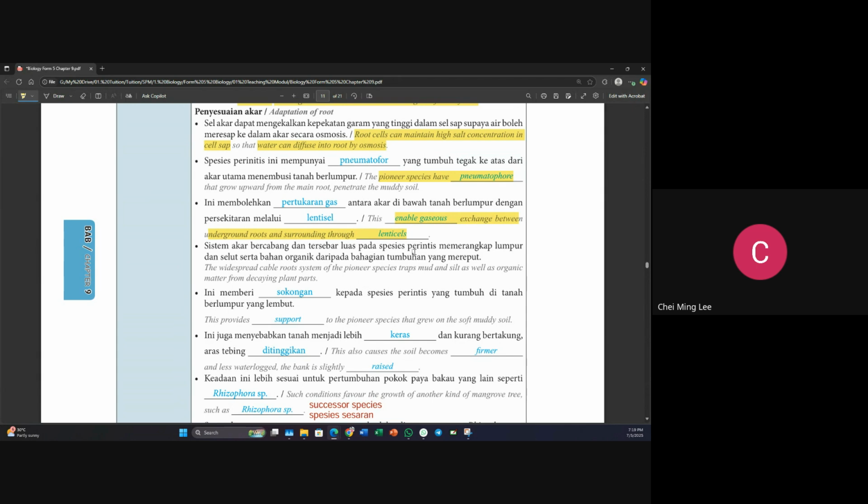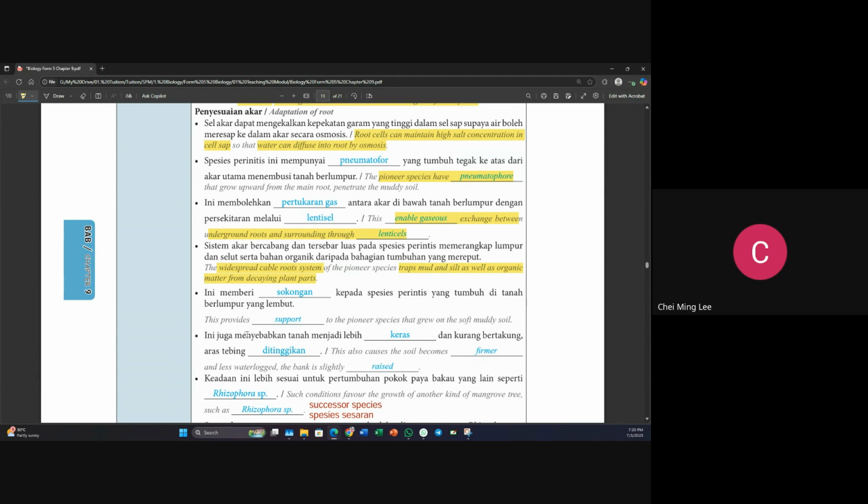Now, the widespread cable root system of the pioneer species will trap mud and silt as well as organic matter from decaying plant parts. This is why they need the widespread root. The more it spreads, the higher the exposed surface area, so more mud and silt can be kept. The silt looks like mud, but it is actually organic compound.